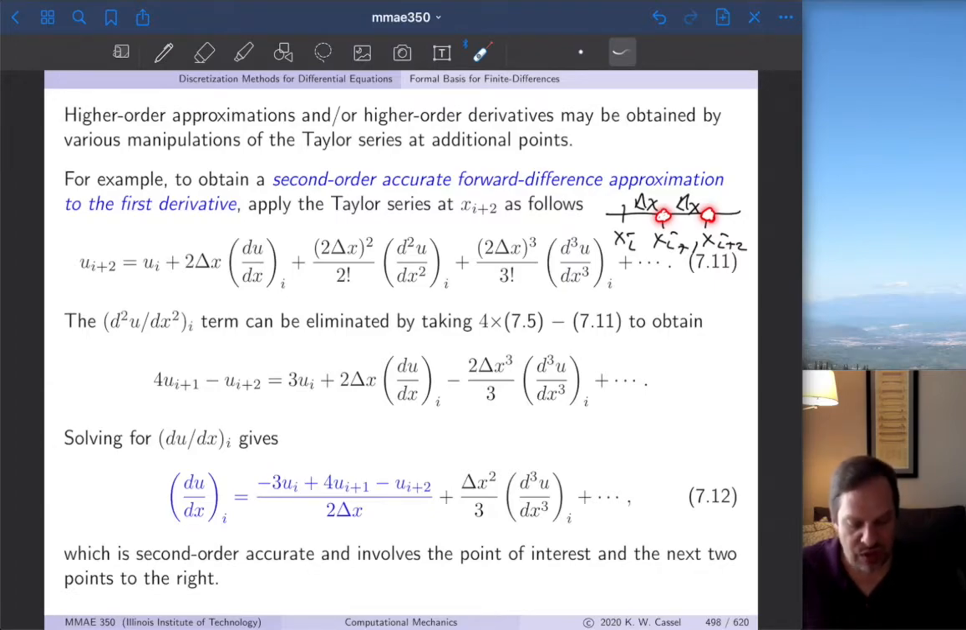It's horrible. And so if I take 4 times that one minus 7.11, then I get this.